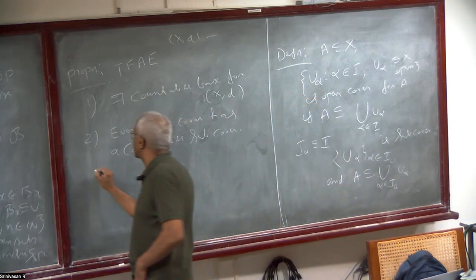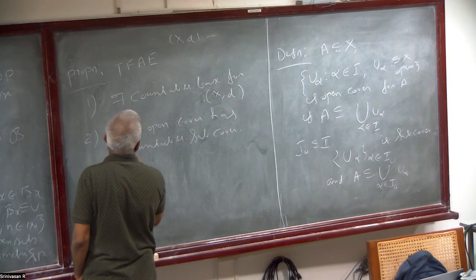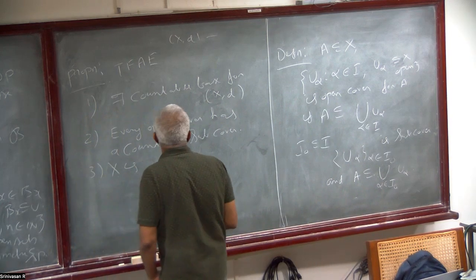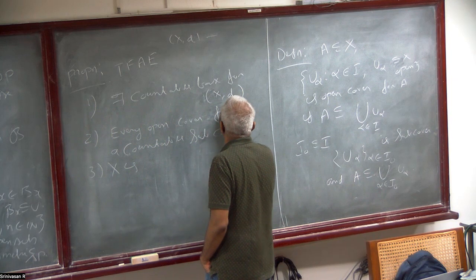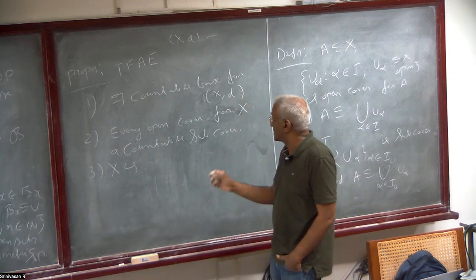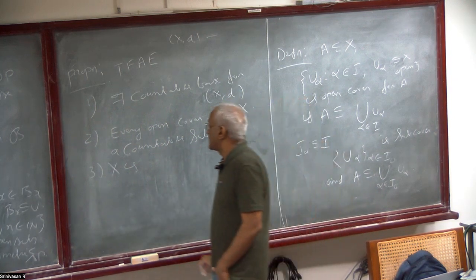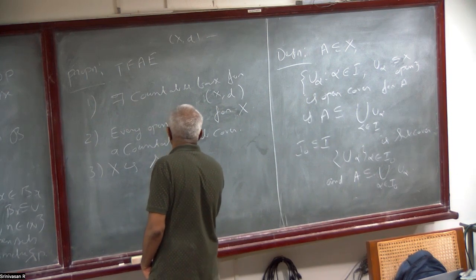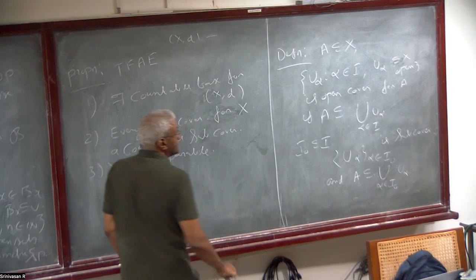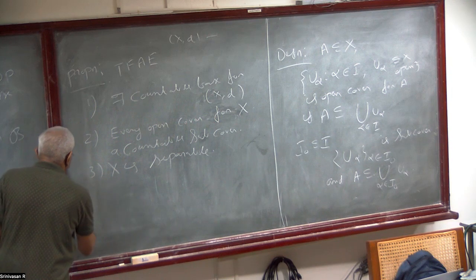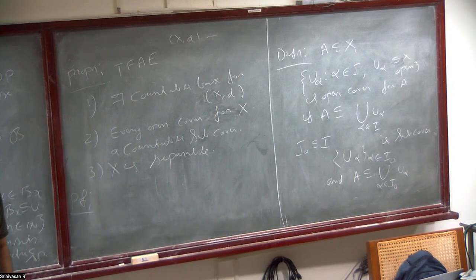And the third statement is X is separable. Every open cover for X itself has a countable subcover. X is separable. So the proposition is clear.